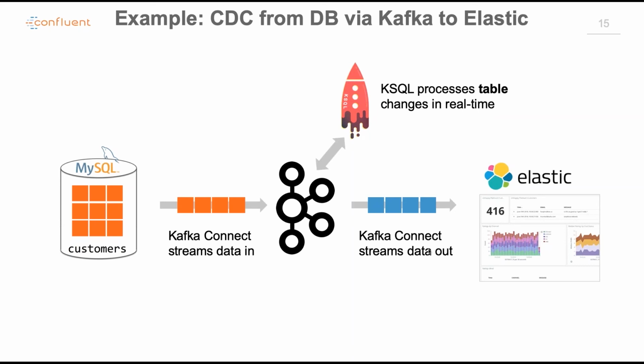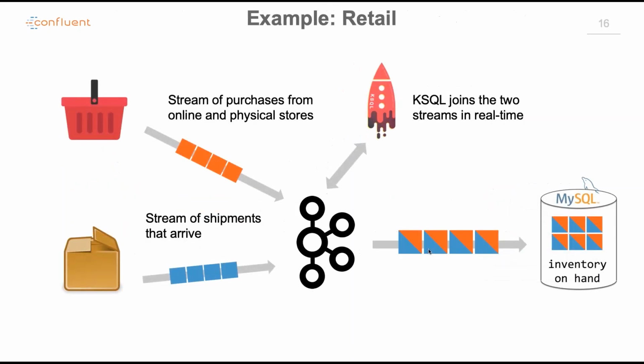From there, we're diving deeper down into the previous slide. We can use KSQL to process these events in real time and stream the data out, again, via Kafka Connect out to maybe something like Elastic. Another example could be retail, where we have a stream of purchases from stores or online. At the same time, we have a stream of shipments that have arrived. Combining these two streams of data, we're able to perform some analysis of them in real time and maybe even have a real-time inventory system.